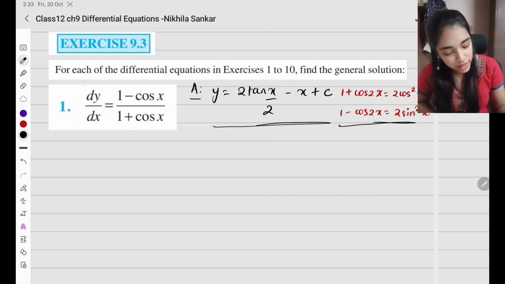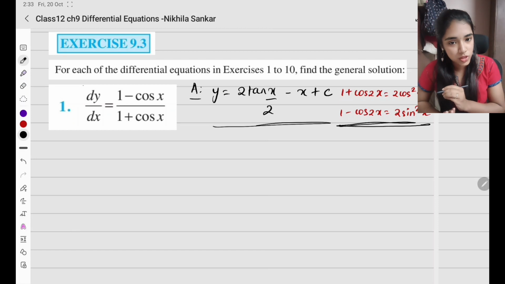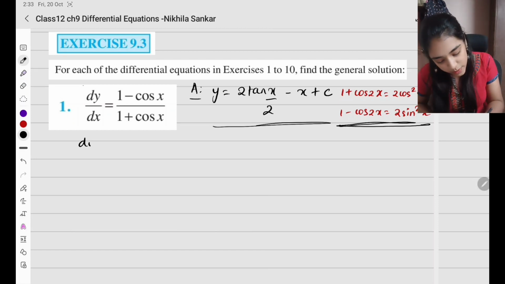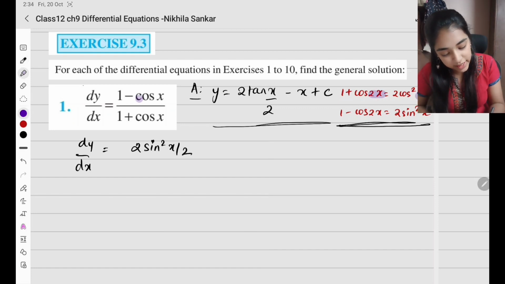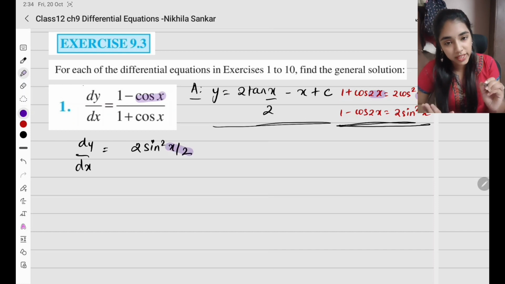You very well know that 1 plus cos 2x is equal to 2 cos square x. 1 minus cos 2x is 2 sin square x. அந்த format-ல எழுதலாமா? So I have dy by dx. 1 minus cos x is going to be 2 sin square x divided by 2. இந்த இடத்துல என்ன தெரியுது? I have cos 2x and அதனால இங்க x இருக்கு. இந்த இடத்துல வெறும் cos x மட்டும் தான் இருக்கு. So I'm going to put x divided by 2.